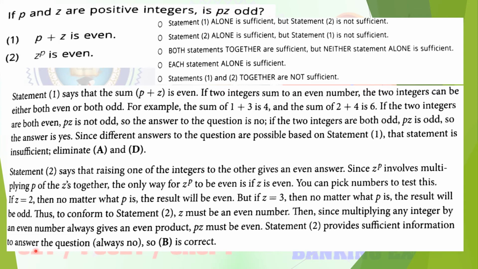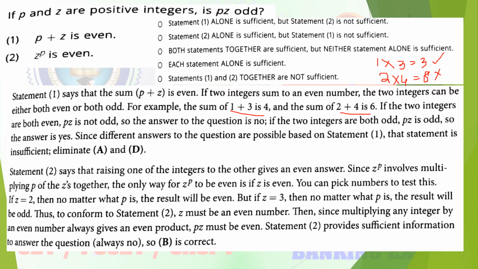So I will tell you, from the first statement itself, taking these two conditions: the first gives 1 into 3, so 3. Is this odd? Yes. Next, 2 into 4 gives 8. Is this odd? No. So you are getting two different answers, one yes and one no. So from the first statement alone you can't find the answer. Now go for the second option.